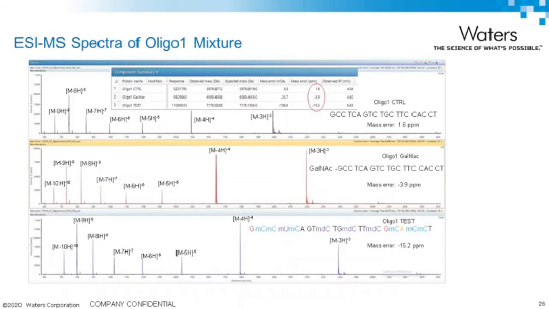The spectra recorded for the 3 oligonucleotides are shown here, and again we see the same pattern with the bimodal distribution for all 3 of these compounds. In addition to that, what I displayed here in the inset is the result from Waters Connect deconvolution of the 3 components. As we can see, we can obtain very good mass accuracies, 1.6 parts per million for the unmodified one, minus 3.9 for the GalNAc, and minus 15.2 for the heavily modified oligonucleotide.